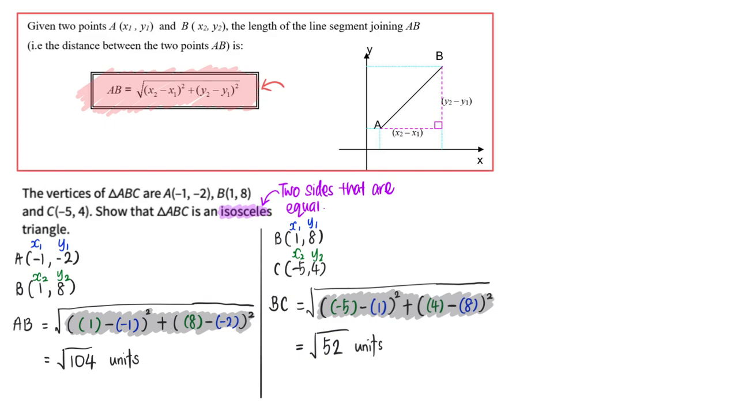Okay, so now we know AB and BC are not equal, and therefore the last line that we are going to find would be AC. So this one I'm going to write at the top. So my point A is -1, -2, and my point C is -5 and 4. So I'm going to replicate for the third time. I'm going to go a little bit faster here since it is the same approach.